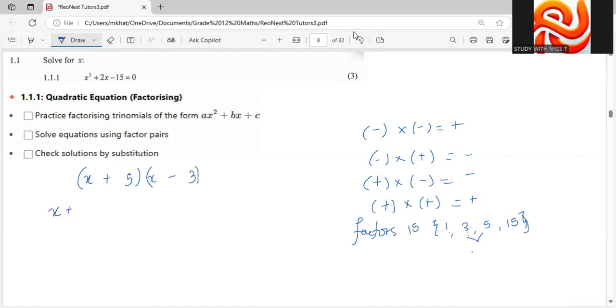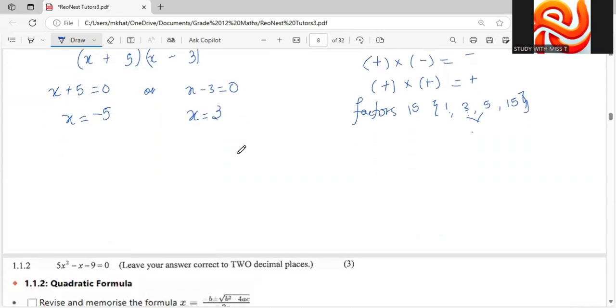So we're going to have x plus 5 equals 0, where I'm going to transpose the 5 to have x as the subject of the formula. So I'm going to have -5 as my answer, or I'm going to have x minus 3 equals 0, whereby I'm going to transpose the 3. And remember, when you transpose a positive to the other side, it becomes a negative. And when you transpose a negative to the other side, it becomes a positive. All right. So that is your 1.1.1.